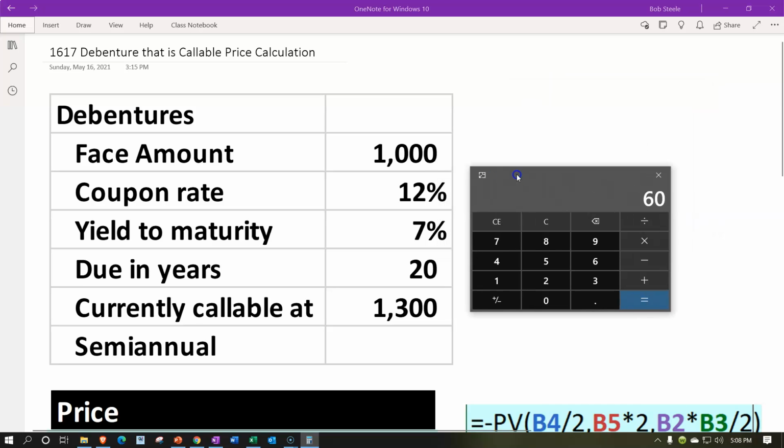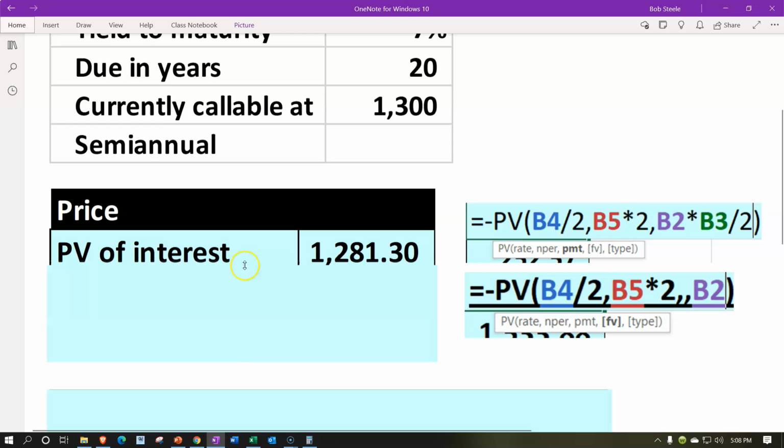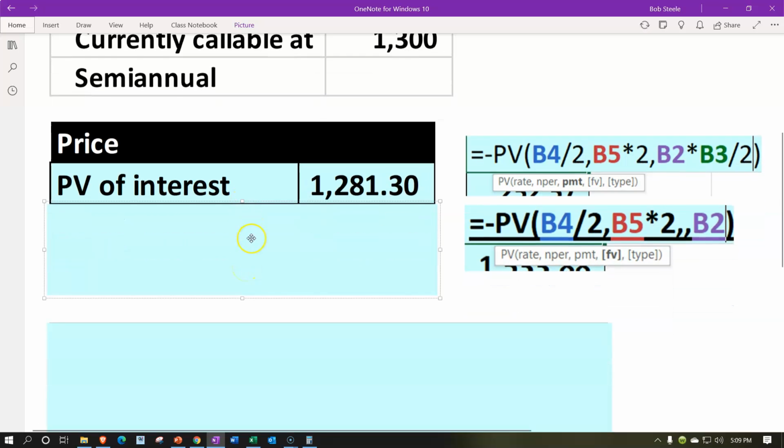Then we'll also need to take the present value of the 1,000 at the end of the 20 years as well. So that calculation down below is our standard price calculation for a type of bond, type of asset or security. So we have the present value of interest. This is going to be the formula in Excel. It's a little bit more complicated due to the fact that it's semi-annual, but not too complex.